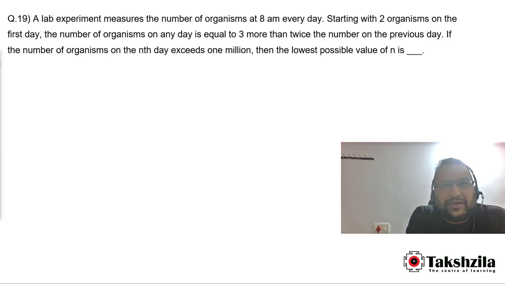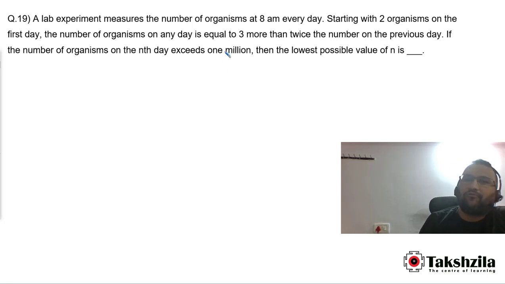After this, question number 19. A lab experiment measures the number of organisms at 8 a.m. every day. Starting with 2 organisms on the first day, the number of organisms on any day is equal to 3 more than 2 times the number on the previous day. If the number of organisms on the nth day exceeds 1 million, then the lowest possible value of n is how much? 1 million means 10 lakh.